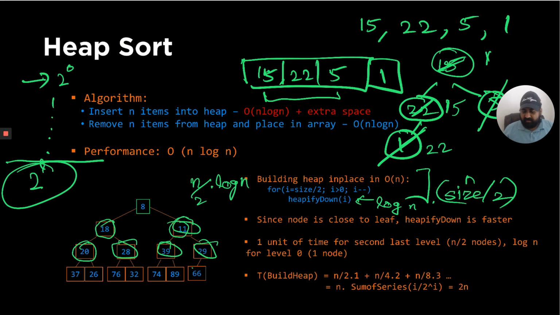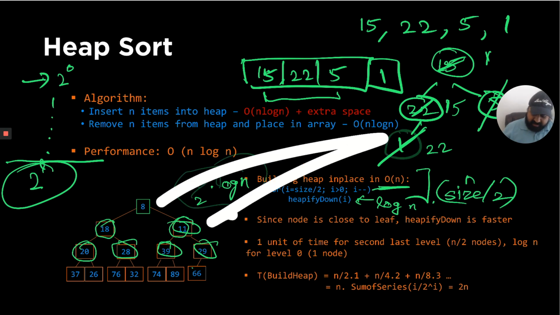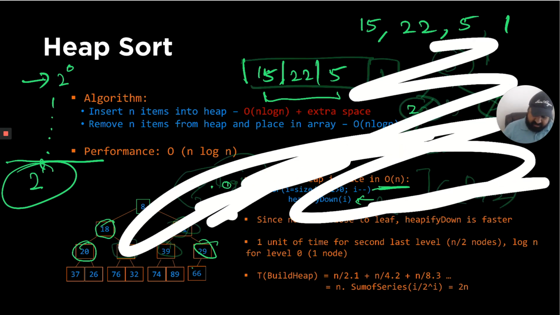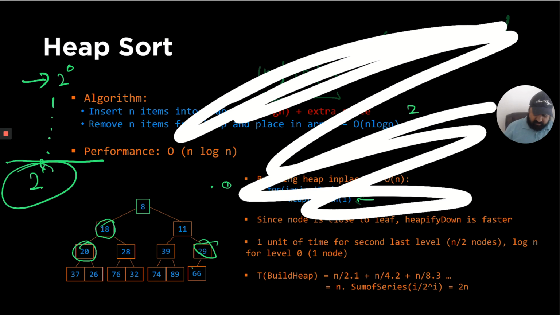In the worst case. But this is a very pessimistic way of finding complexity. In the real world, it wouldn't look something like n log n. Instead, I would make a claim that it would just reduce to O of n. There's some math behind it, and I'll tell you why it's going to happen.